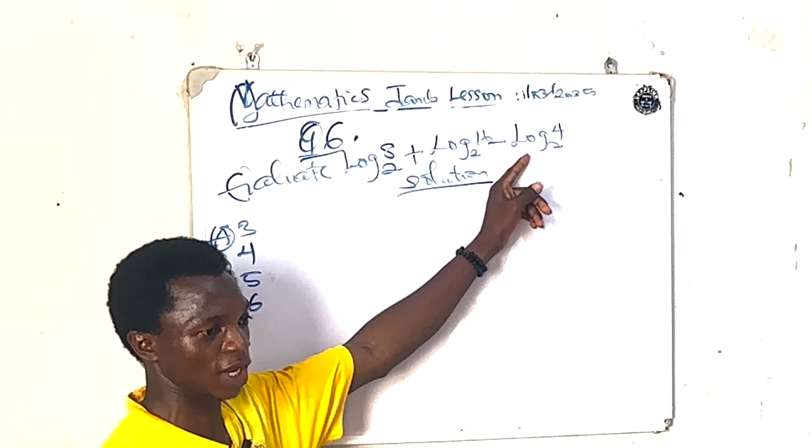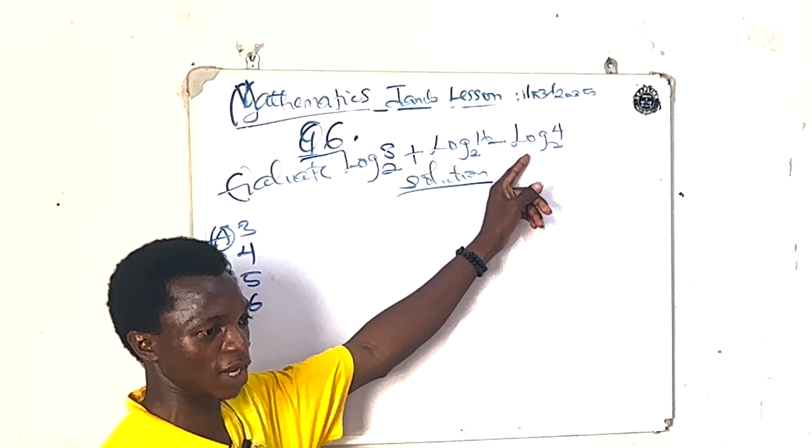Now, 8x raised to the power of minus 2 is the same thing as 8 all over x raised to the power of 2, which is equal to 2 all over 25.